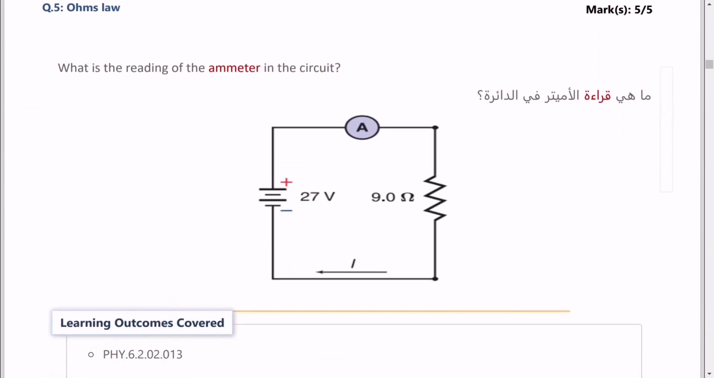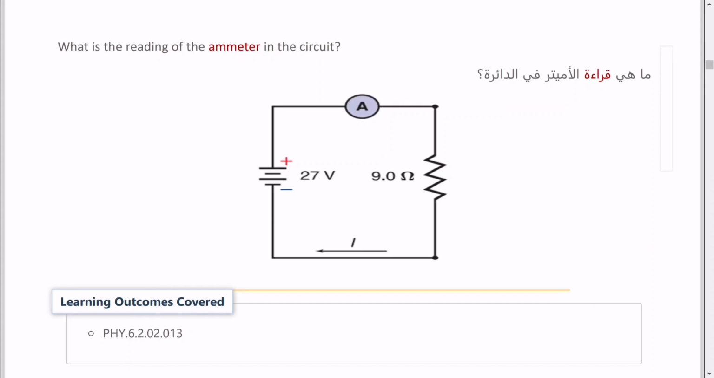Question number 5 is from Ohm's law. What is the reading of the ammeter circuit? Ammeter measures the current in the circuit. So what is the equation to calculate current? From the Ohm's law, we have current is equal to V by R, that is potential difference divided by resistance. So 27 divided by the value of resistance, which is 9. 27 divided by 9 is 3, right? 3 ampere.